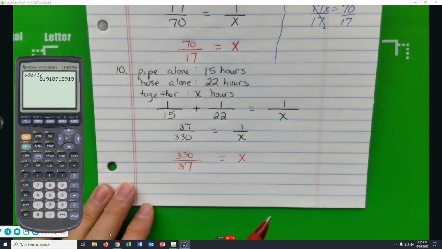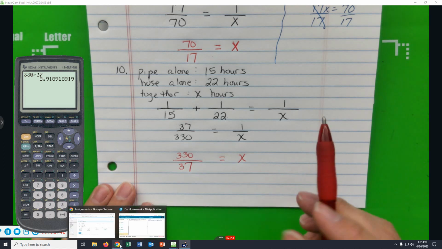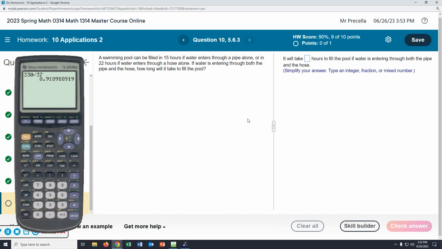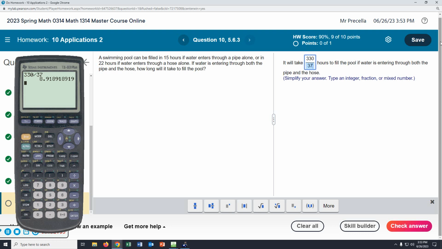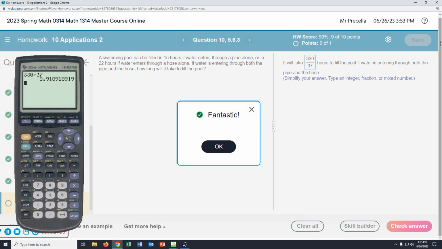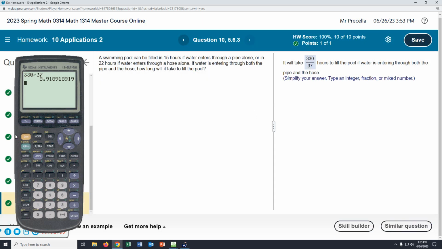So wait a minute. Let me come back over here. I don't think it said to enter a decimal. No. Integer, fraction, or mixed number. Just type in the fraction, 330 over 37. But if you wanted to type a mixed number, which we never do, I hardly ever use, but that's it.